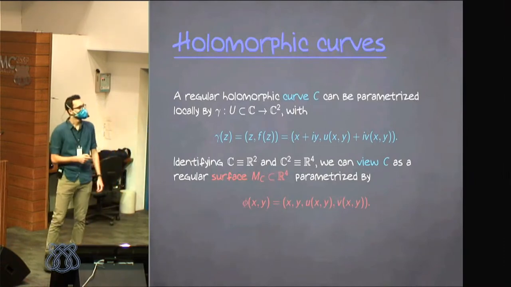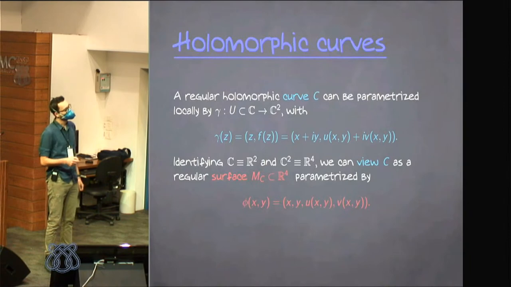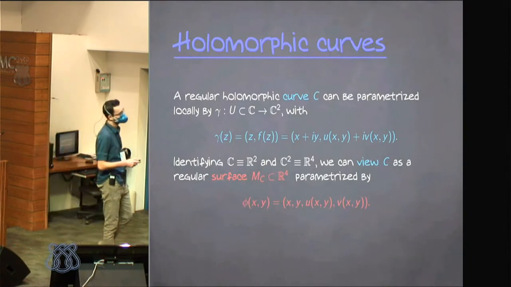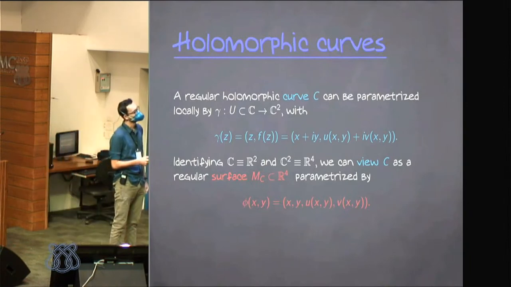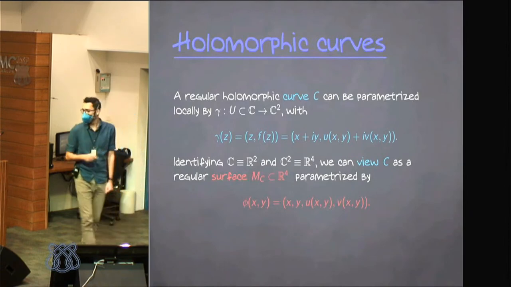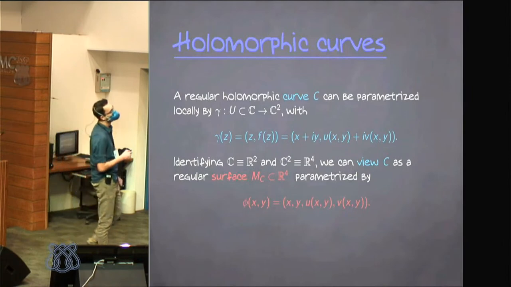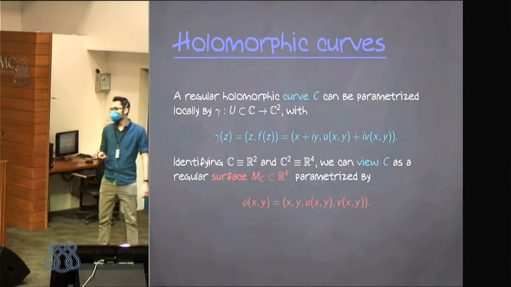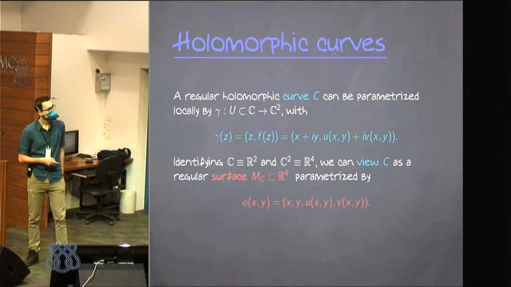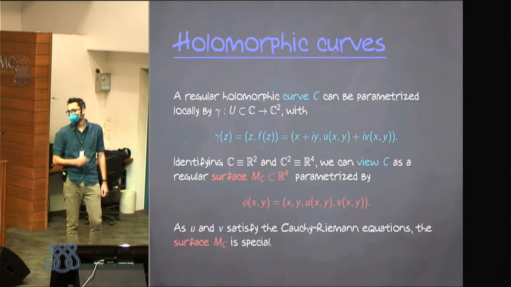This Riemann surface can be parameterized like that: (x, y, u, v). But this regular Riemann surface in R4 is special because u and v satisfy the Cauchy-Riemann equations.